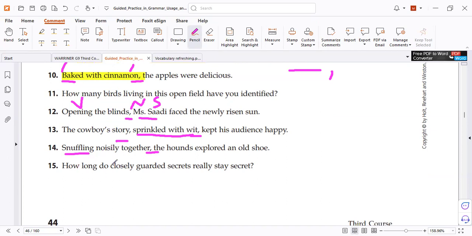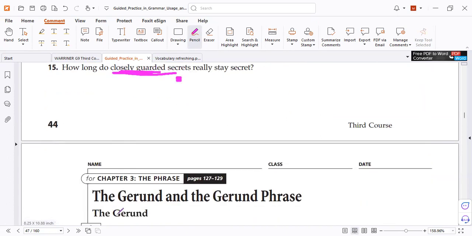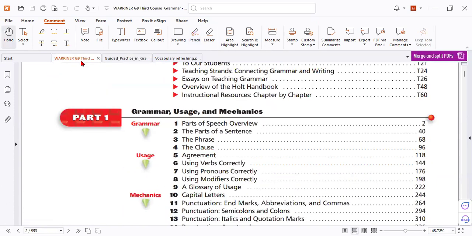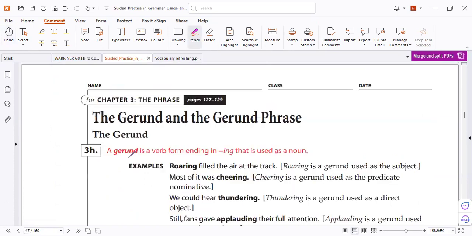How long do closely guarded secrets stay? So closely guarded secrets here, guarded is a past participle to the noun secrets. That's it. So that's how you find it here. Number 3.